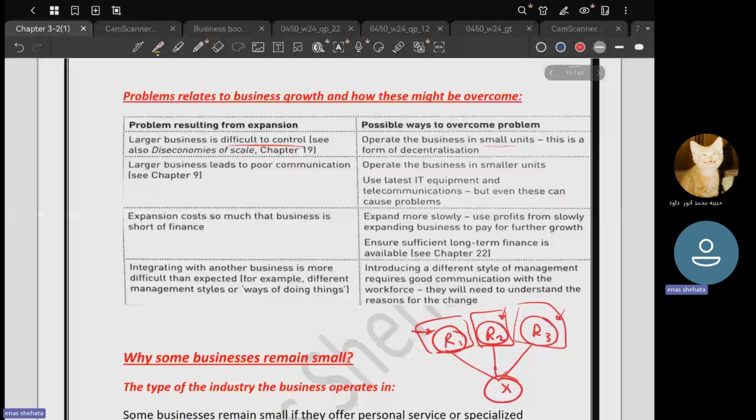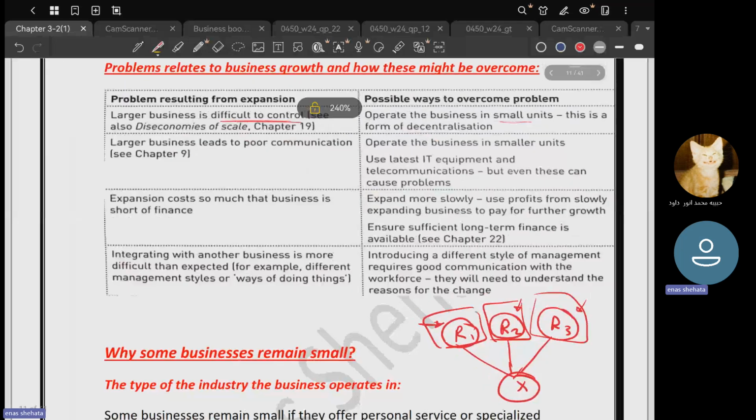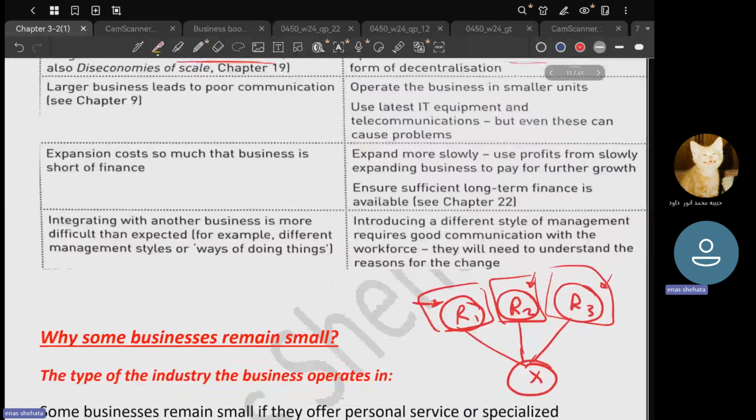Large business leads to poor communication. Communication will be hard. If I want to communicate with all these 3 regions, it will be hard. So as we said, operate business in smaller units and each unit will communicate together. If I want to inform X about the decision that I take, you can use the latest IT equipment and telecommunication, but even this can cause problems. But here I can overcome this by using IT equipment or telecommunication.